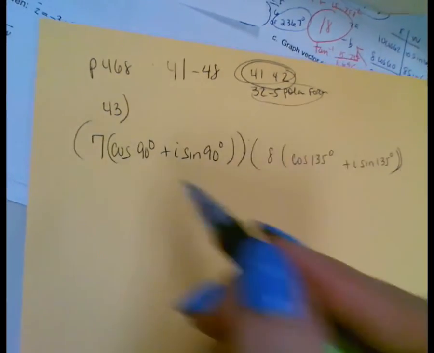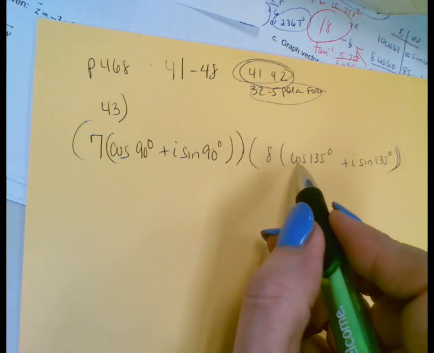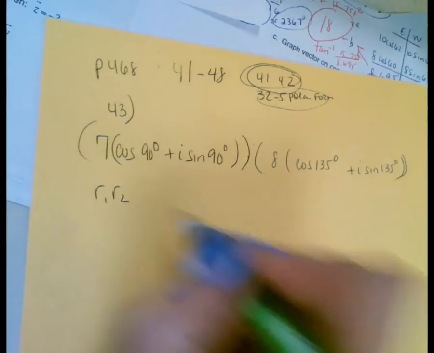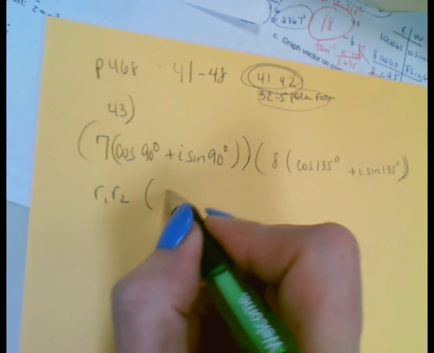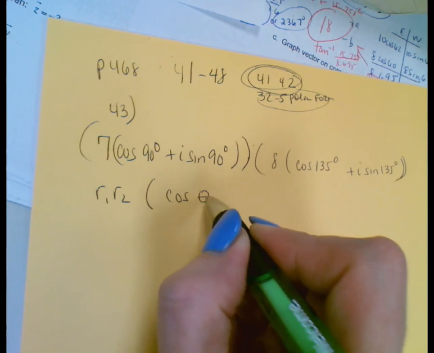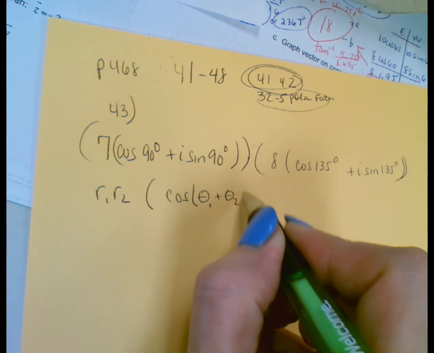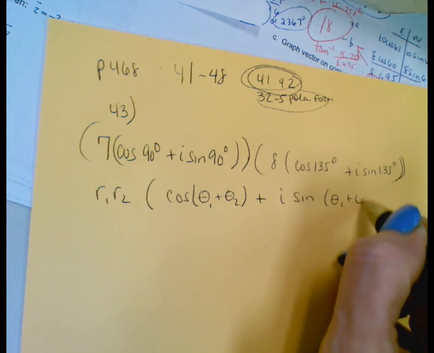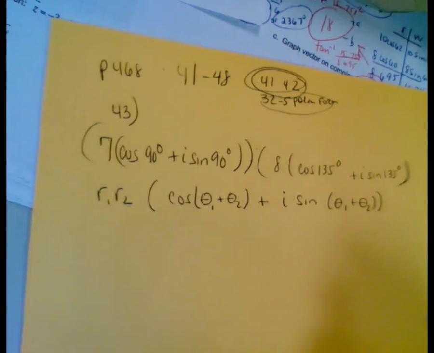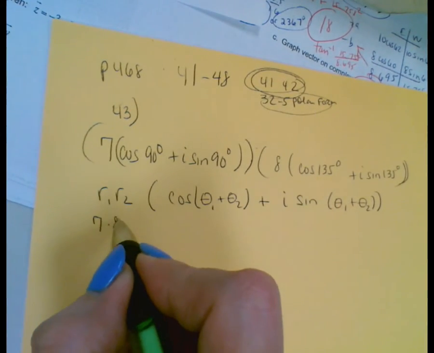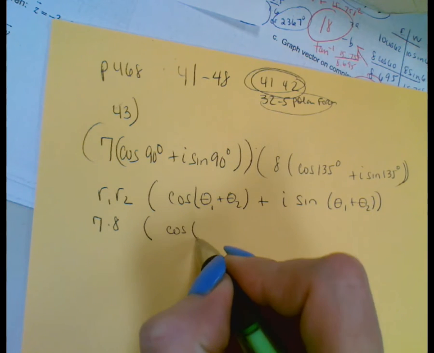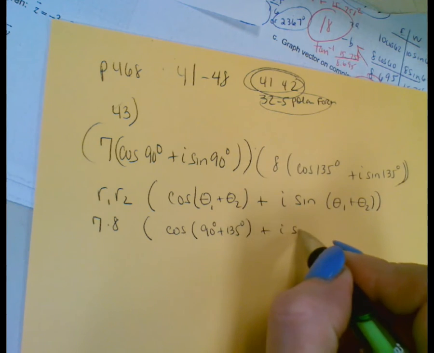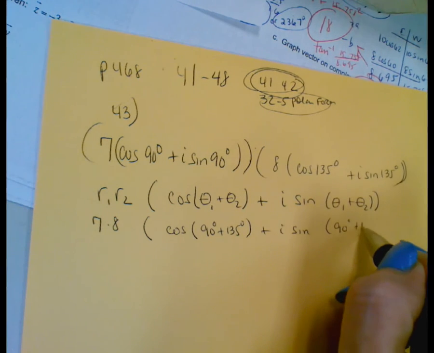So 43. If you're multiplying two polar form vectors, you are going to multiply your R1 and R2, and you're going to add angle 1 plus angle 2 inside the cosine, plus i sine of angle 1 plus angle 2. So in this problem, you'd have 7 times 8 out front. And then inside you have cosine of the first angle, 90, plus the second angle, 135. And then it's the same angles over here, 90 and 135.